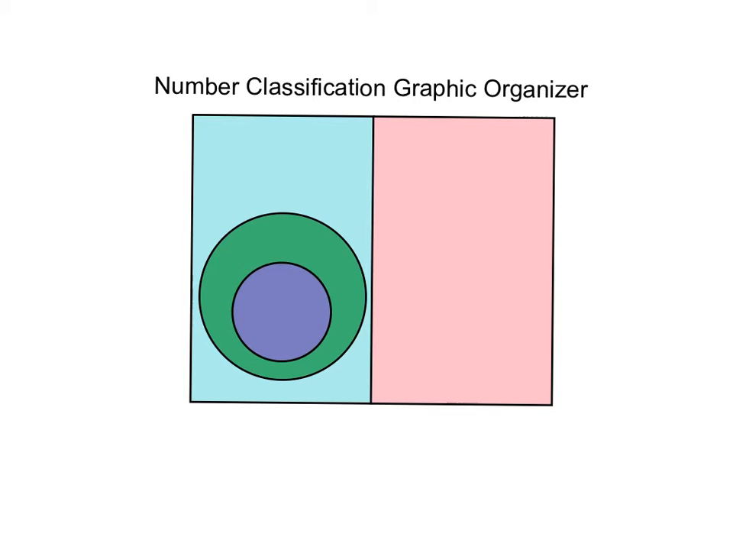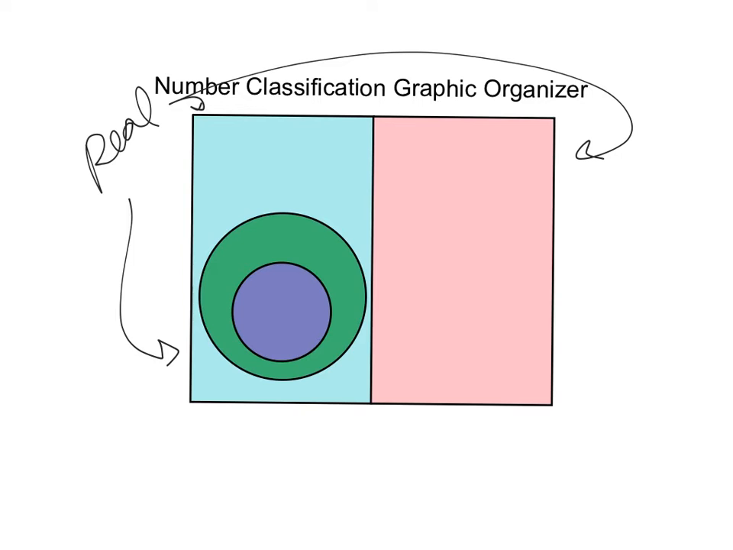Now the image in front of you is meant to help you classify your thoughts when you're looking at whether a number is real, rational, irrational, whole, or integer. This graphic organizer helps you to organize all of these definitions I just gave you. First, that whole big box represents real numbers. All of the numbers in this box are real. So that box represents all of the real numbers that you have.